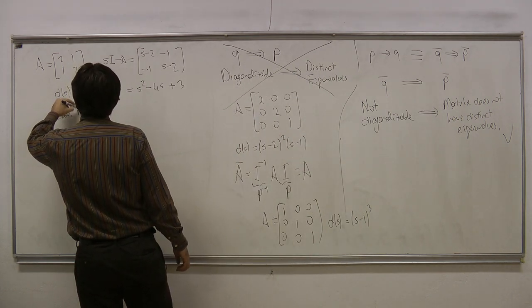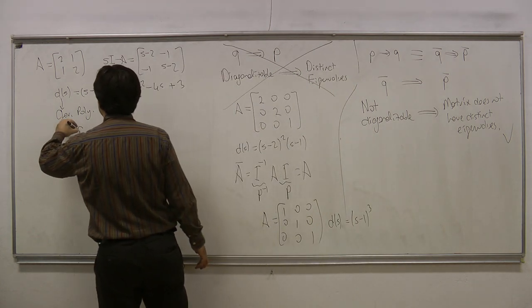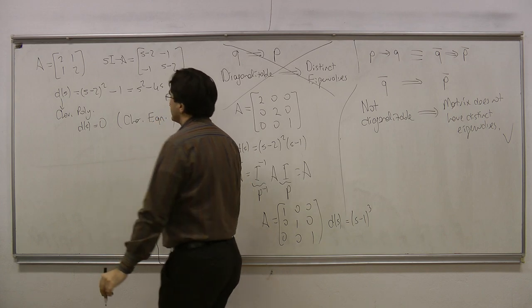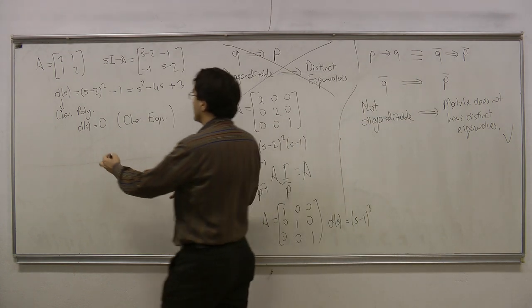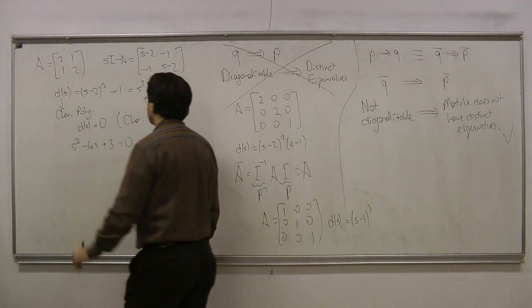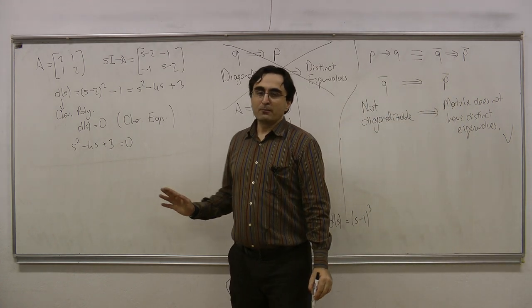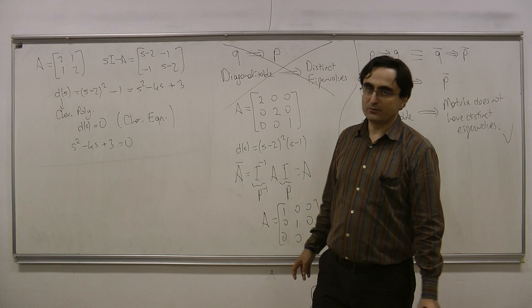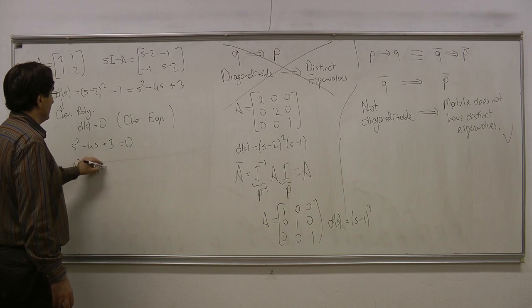This is the characteristic polynomial. I have told you somewhere in this lecture that there is also a characteristic equation, which is D of S is equal to zero. This is the characteristic equation. And the characteristic equation, if I write D of S here, is S squared minus 4S plus 3 is equal to zero. Now I'm going to do something interesting. Instead of S, I'm going to substitute A, the matrix itself. And it is going to be A squared minus 4A plus 3.